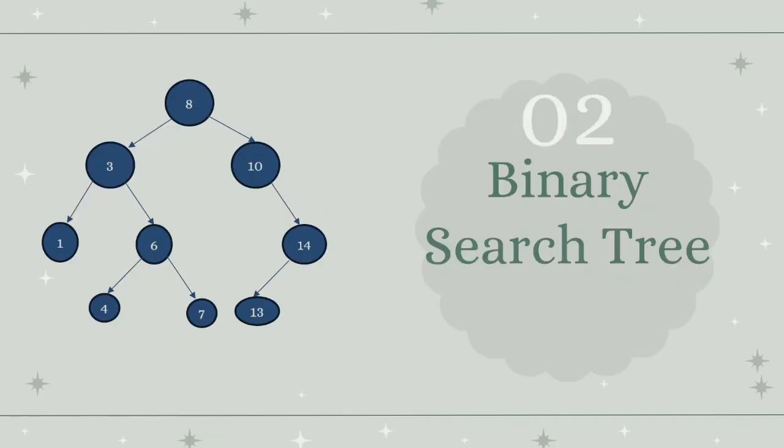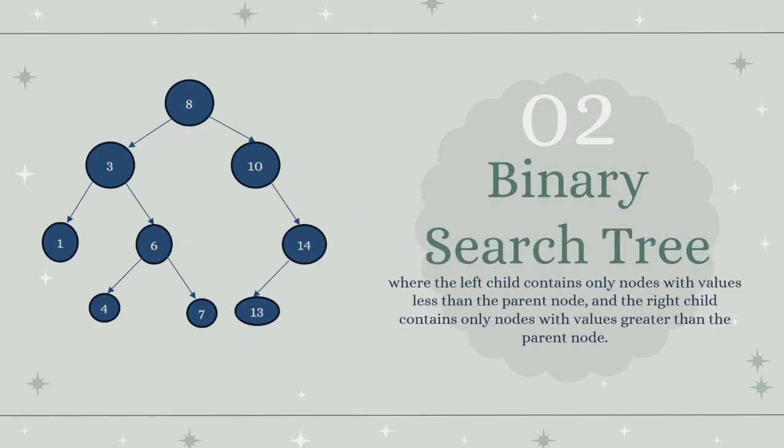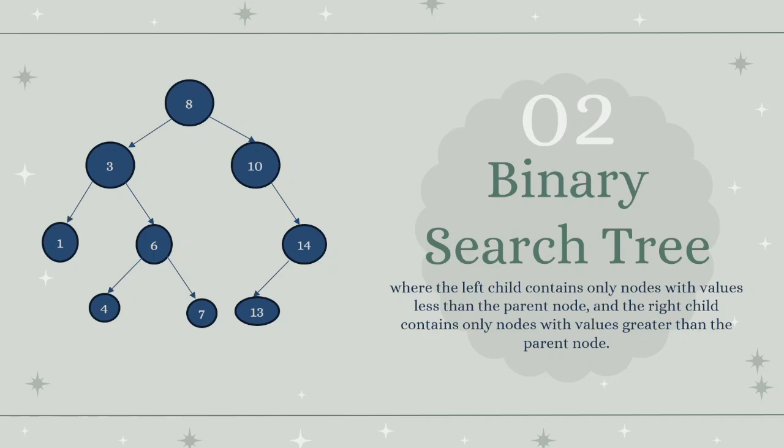Next, we have the binary search tree, BST. In a BST, the left child of a node contains a value less than the parent node, and the right child contains a value greater. This property makes BSTs extremely efficient for search operations. For example, if you're looking for a value, you can skip half of the tree at each step, making the search operation logarithmic in time complexity.